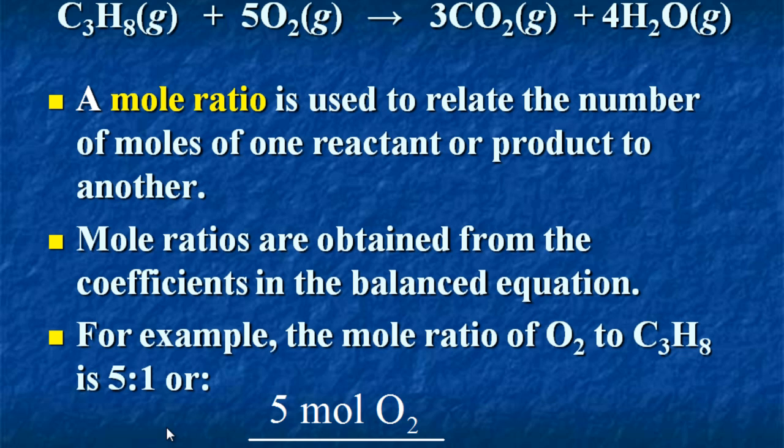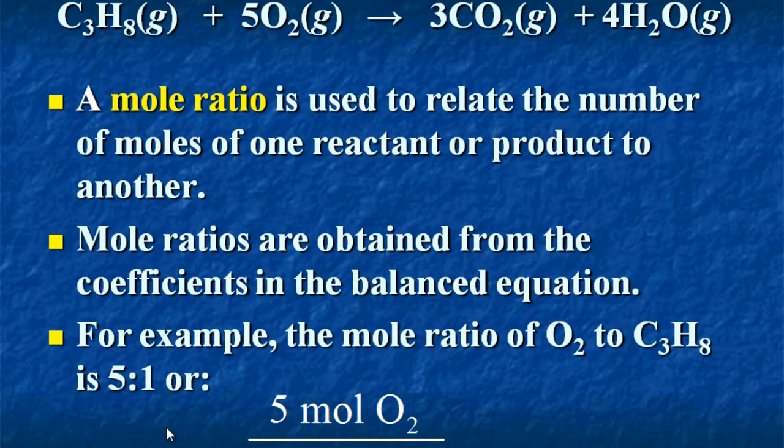So a mole ratio is used to relate the number of moles of one reactant or product to another. It's very easy. Mole ratios are obtained from the balanced chemical equation. And say for example, if you want to know the mole ratio of oxygen to propane, the mole ratio is 5:1, or 5 moles of oxygen per 1 mole of propane. Where do we get those numbers from? Watch the equation and the ratio one more time to understand where they come from. Just look at the balanced equation.